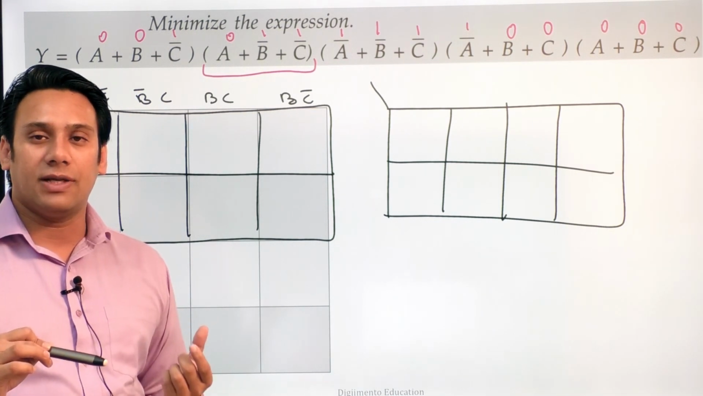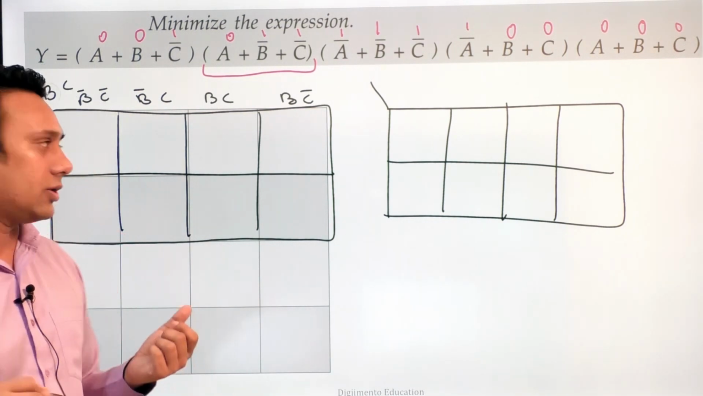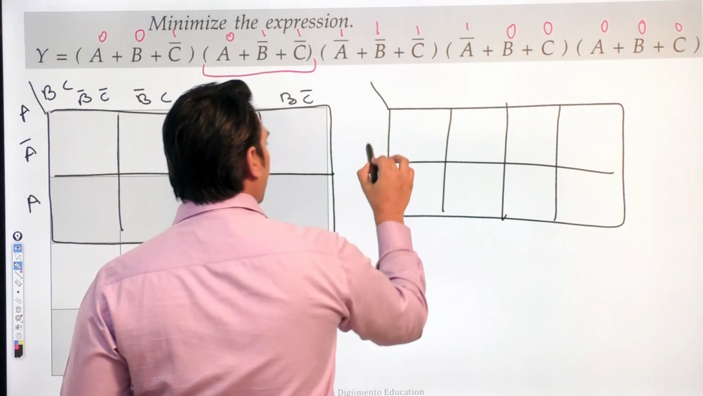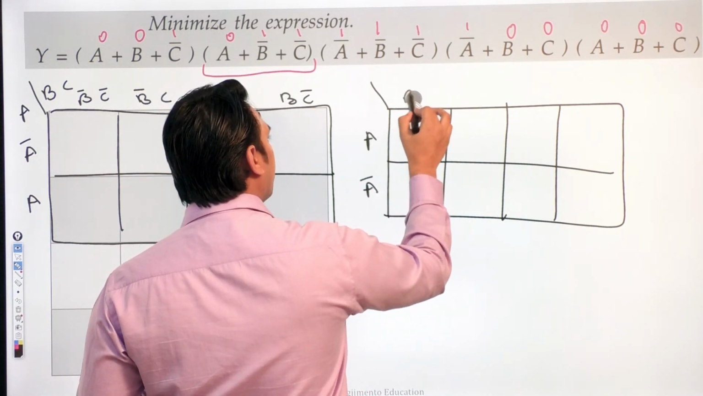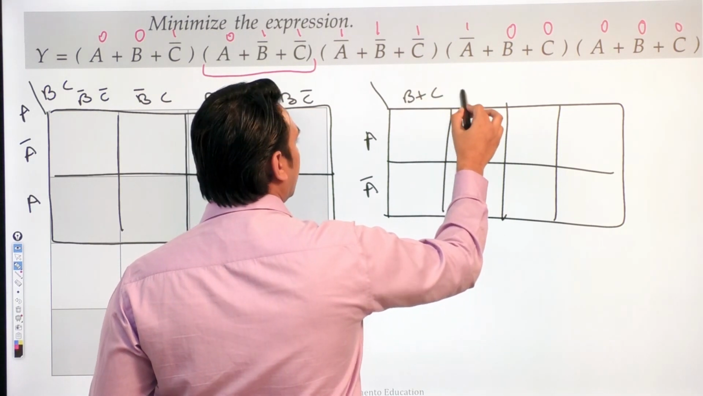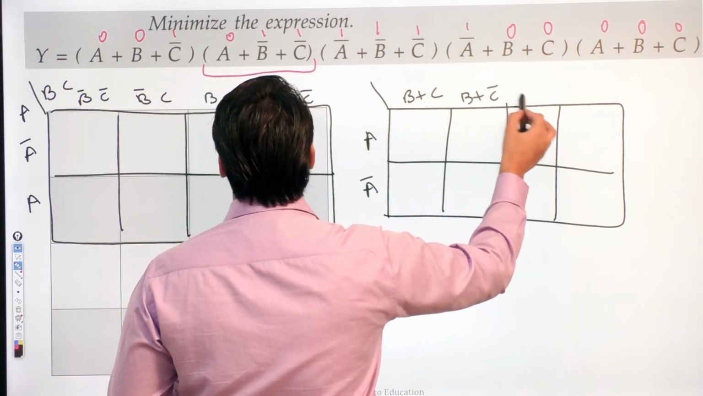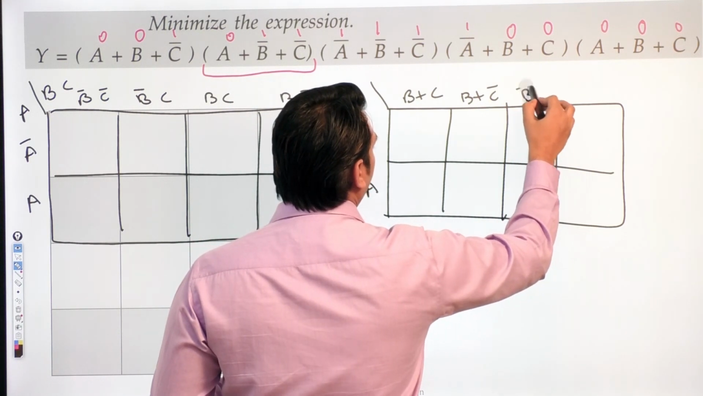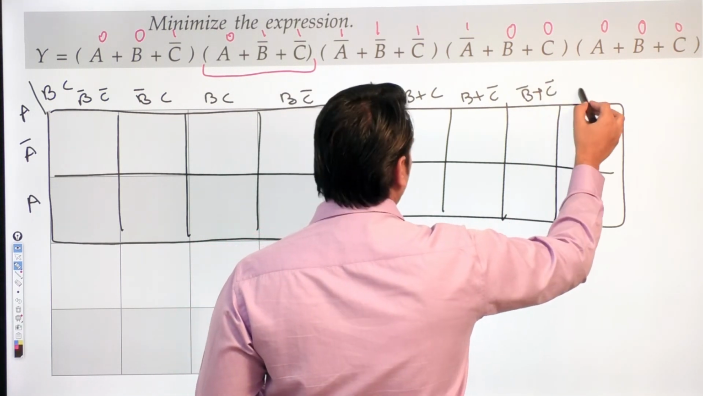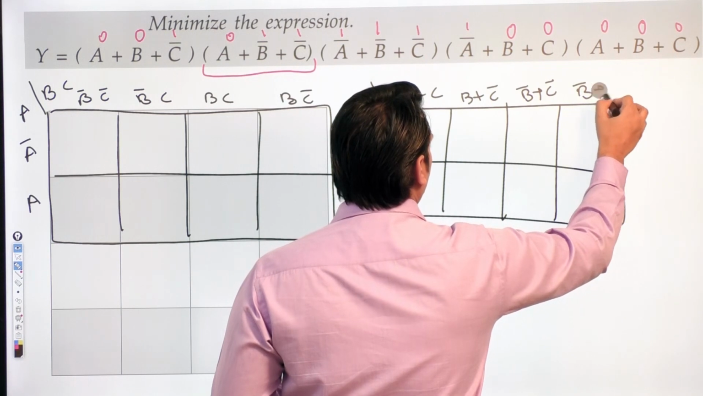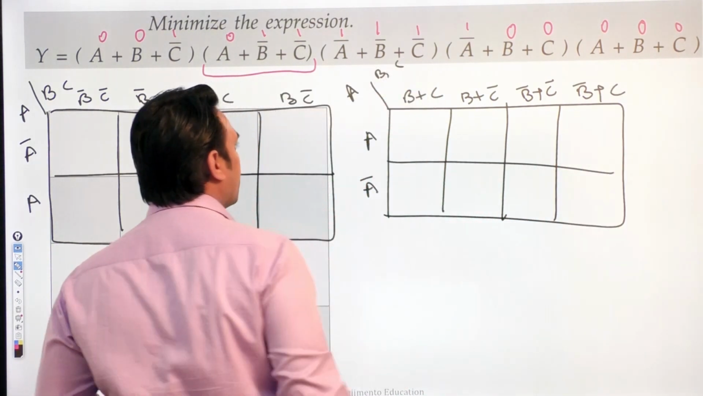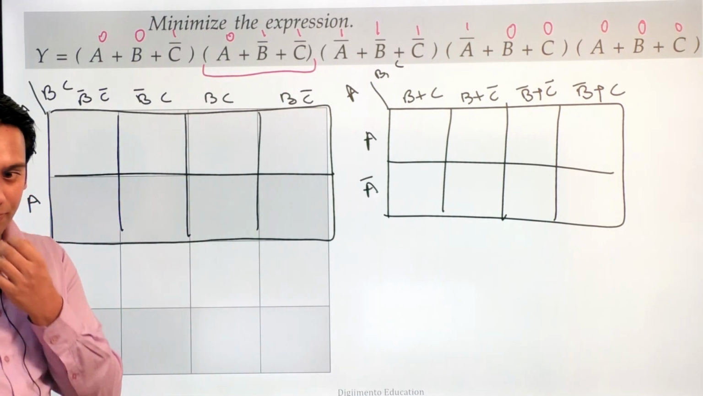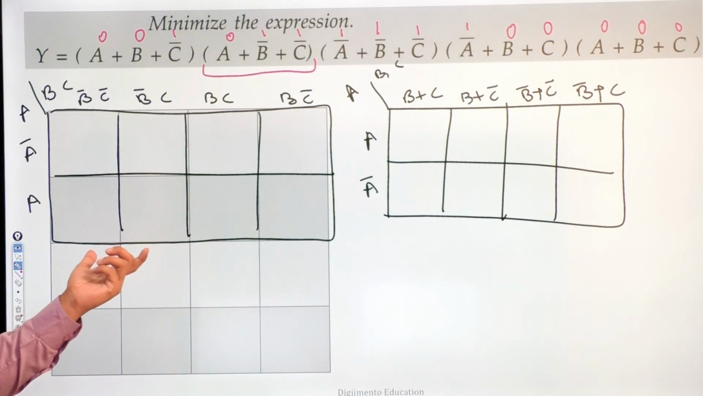And wherever we have a plus, we are going to replace the plus with dot. So here I'm going to have A and here I'm going to have A complement. So this term will be B plus C. This will be B plus C complement. This will be B complement plus C complement, and this term will be B complement plus C. This is for variable A and the variable B and C. Okay. So both the k-maps are exactly representing the same thing.